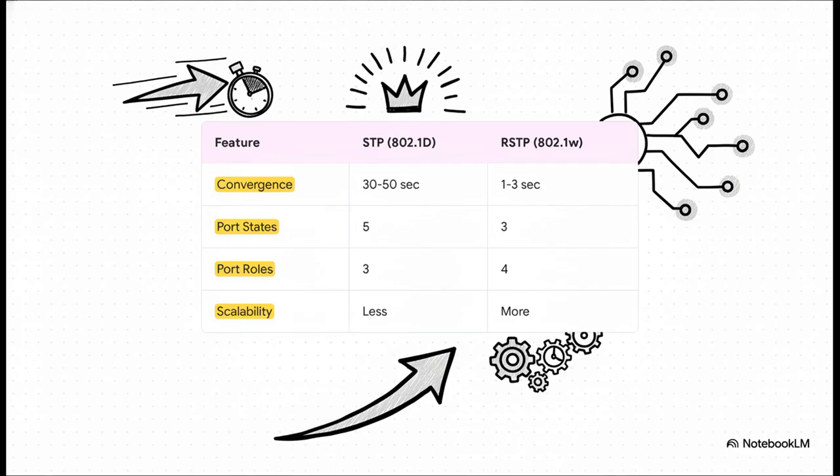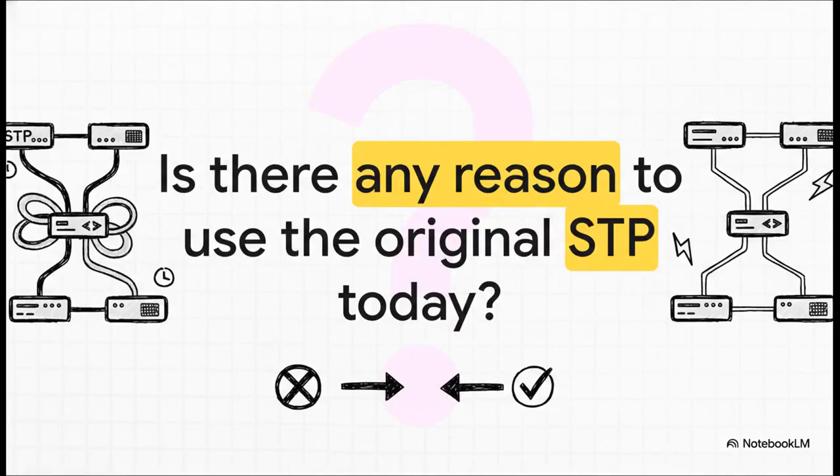Okay, so when you put it all together side by side, the picture becomes crystal clear. RSTP beats the original STP in every single category. Convergence time, way faster. Port states, simpler. Port roles, smarter. It just handles changes better and scales way better for the kinds of networks we all have today.